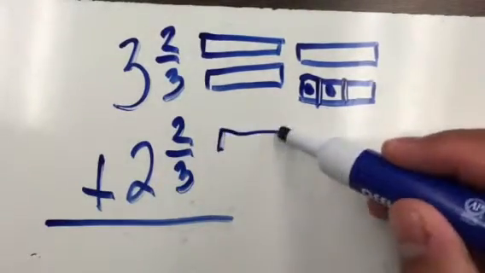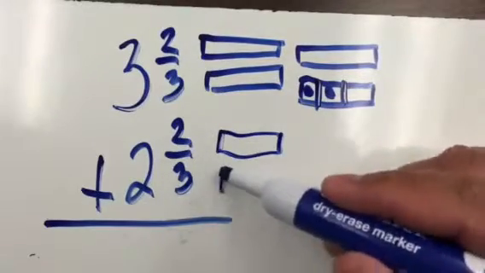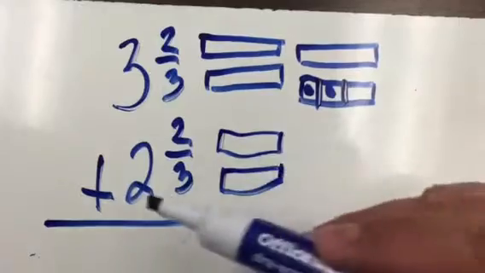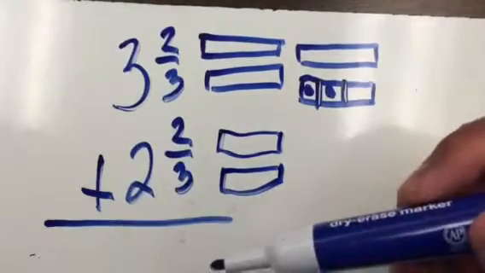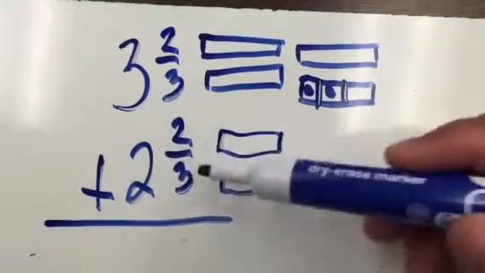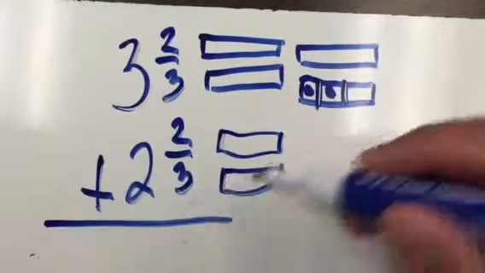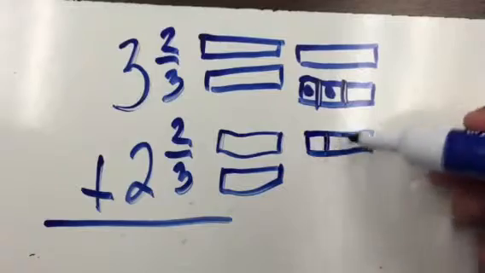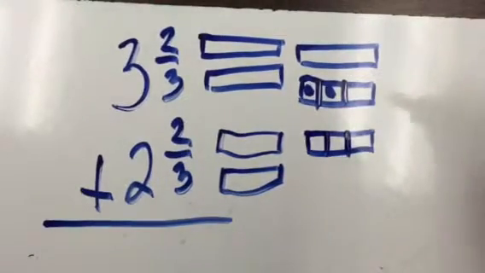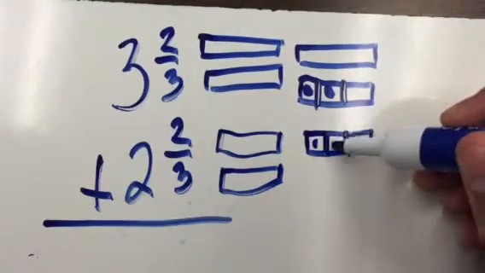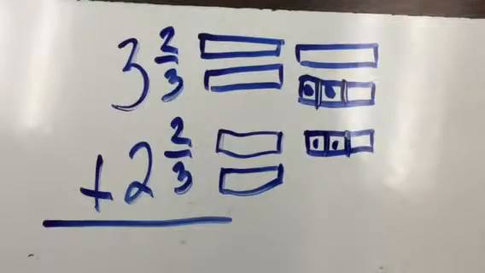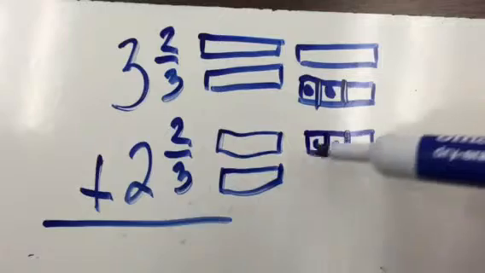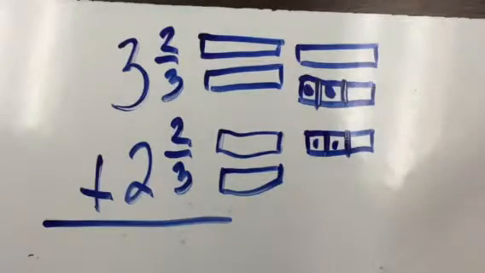2 wholes. A good thing to remember when you're making the bars is to always make one more than your whole number, because you have to represent the fraction. So I have 2 whole bars. I'm making one more to represent that fraction, which is in thirds as well. And how many thirds is that one? That one's 2 as well. So now that I have all my mixed numbers modeled, I can add them together.